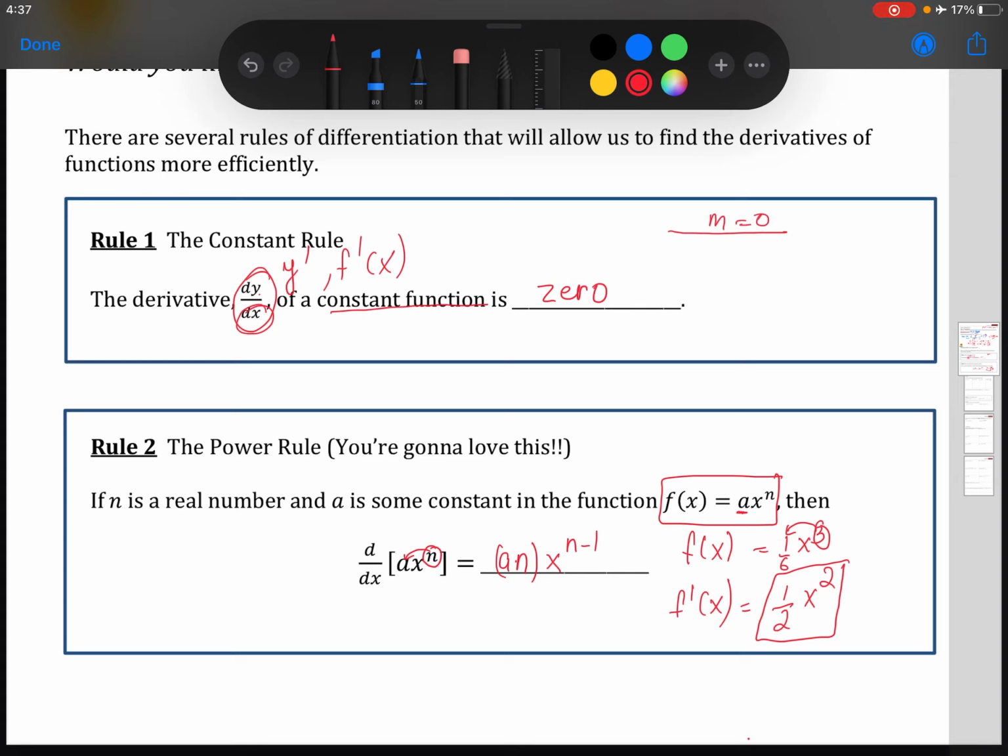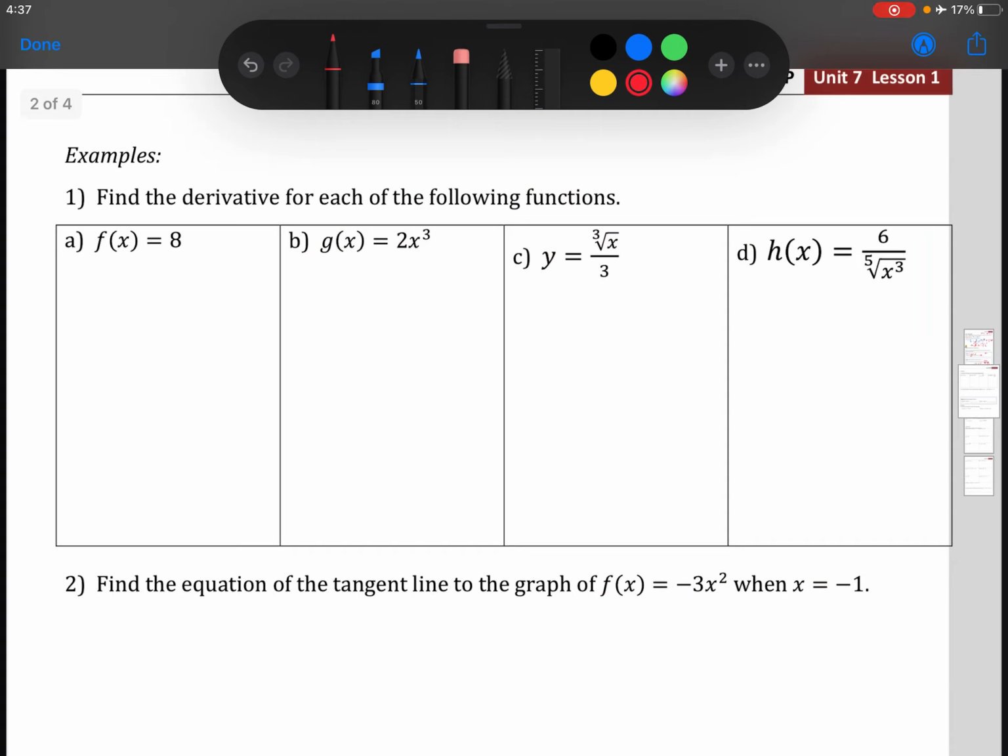That's why I said I would love this, and you're going to love it too. Now you don't have to do that whole lengthy, messy work unless the question asks for it. Again, you can always use the power rule. So let's get started with our examples. So what is the first one asking? It says find the derivative of each of the following.